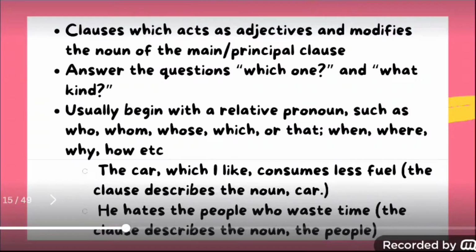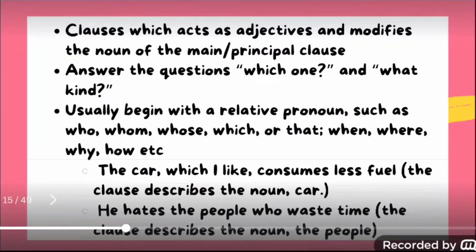Just as I mentioned before, a dependent clause cannot be considered a complete sentence. Therefore, it is always attached to one or more independent or main clauses. As we learned in the previous video, an independent or main or principal clause is a type of clause which acts as a complete sentence. And dependent clauses are used along with independent clauses.